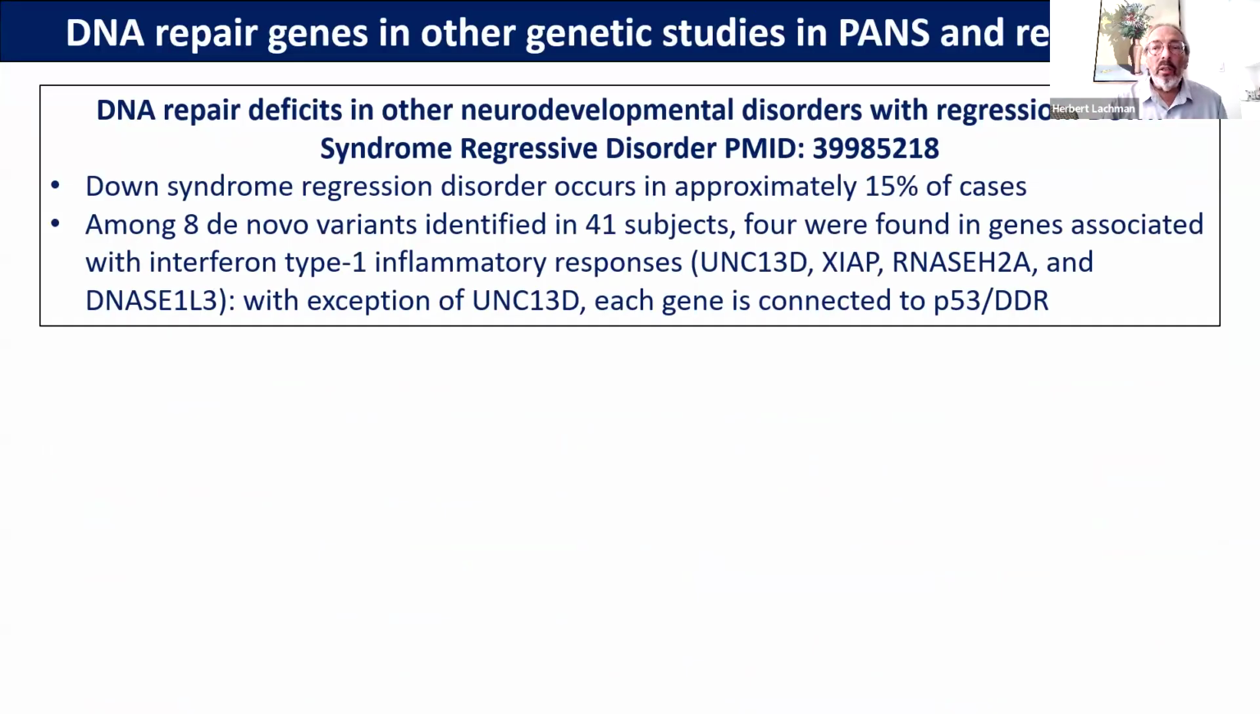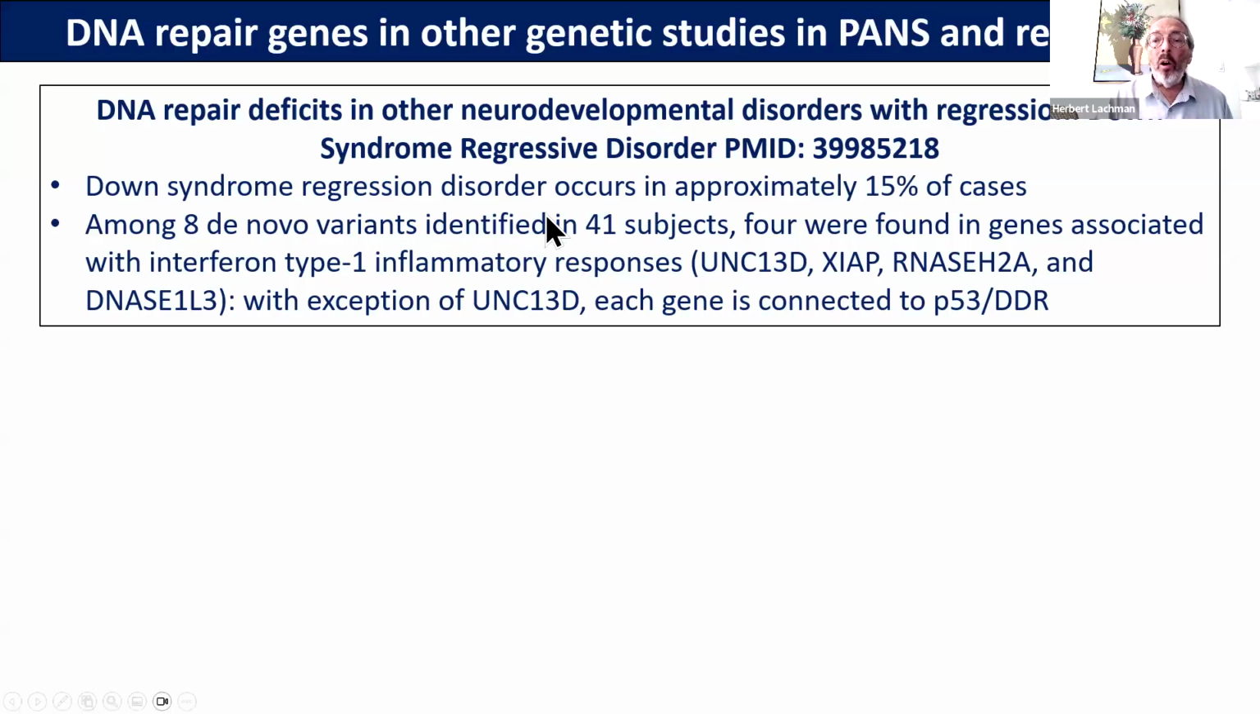Now, our two studies have been, in my view, replicated by two studies that came out in the last few months. One of them is in Down syndrome regression, which, unlike Janssen-DeVries syndrome, is rather common, found in 15% of cases. And in a genetic analysis done on those cases, 8 de novo mutations were found in 41 cases, and 4 of them were found to affect type 1 interferon.